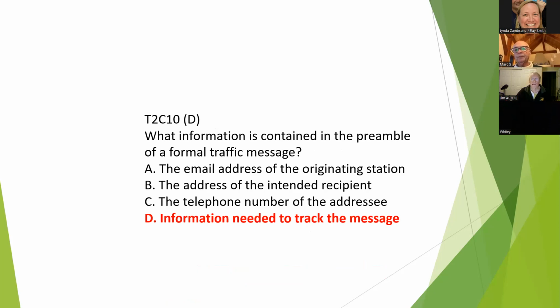What information is contained in the preamble of a formal traffic message? And again, we looked at this: information needed to track the message. It had priority, it had who sent it, it had the time, all that sort of stuff was in the preamble.